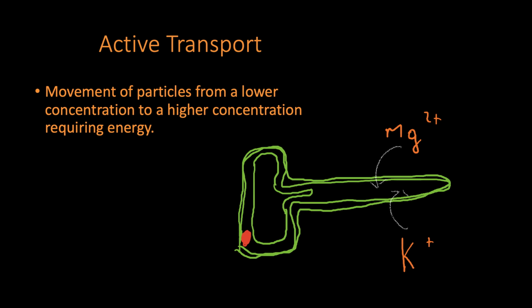Active transport is the movement of particles from a lower concentration to a higher concentration, which requires energy. That part is so important. This does not happen naturally. Osmosis and diffusion happen spontaneously, naturally. You don't have to do anything. Active transport does not.